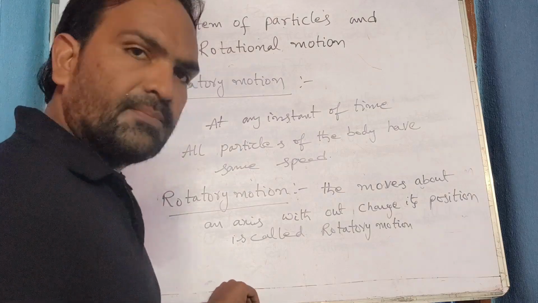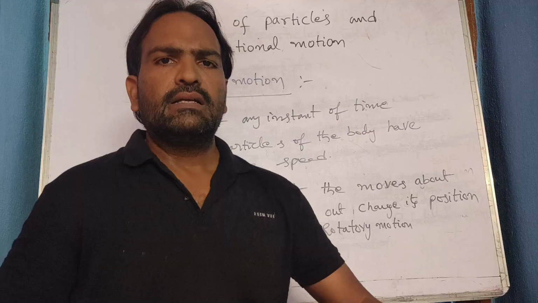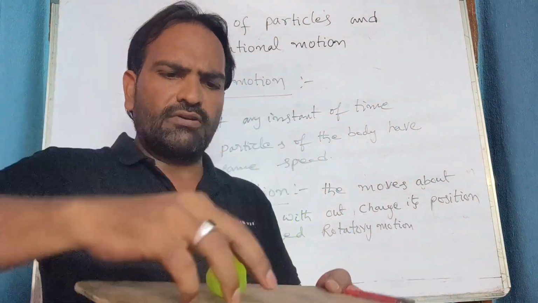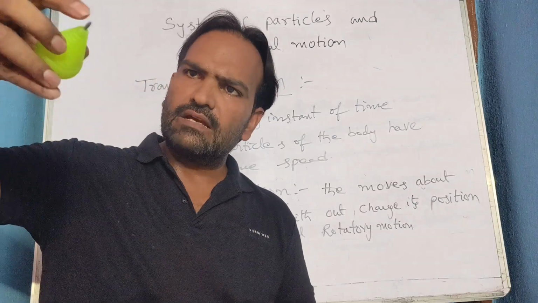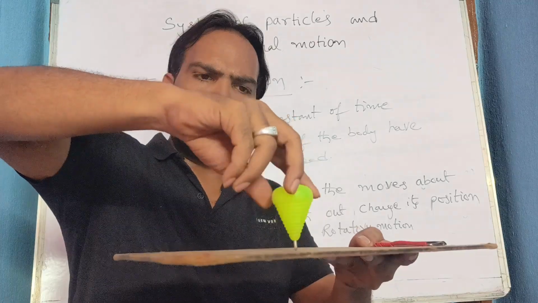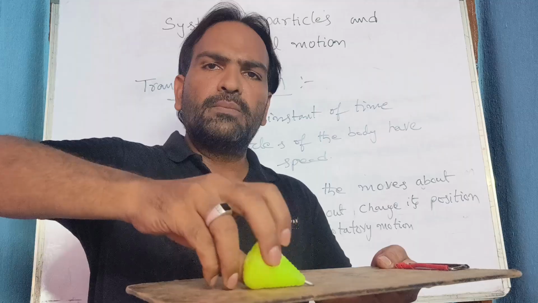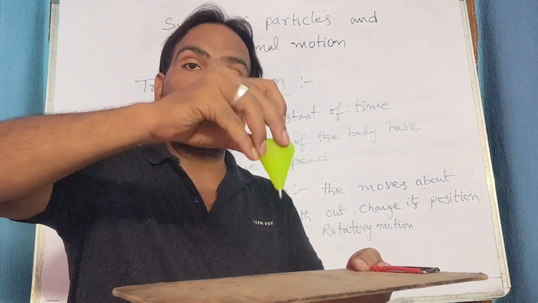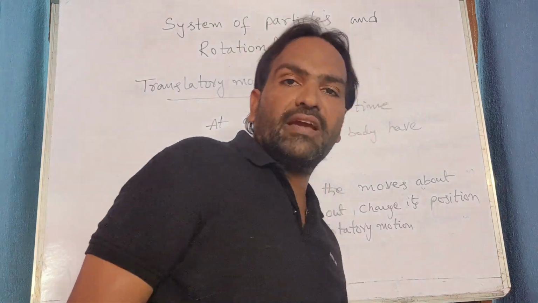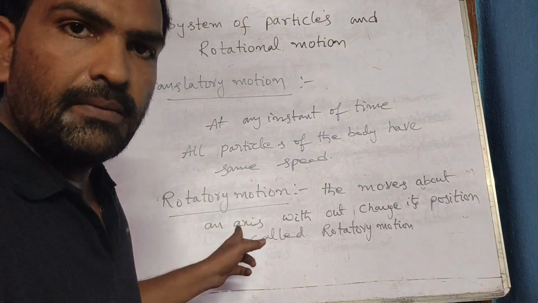One of the best examples, observe carefully: this is a moving top. About this axis, the body moves about an axis without changing its position. This is called rotatory motion. A moving ceiling fan and a moving top are among the best examples of rotatory motion.